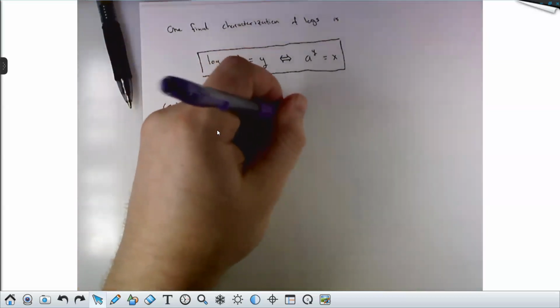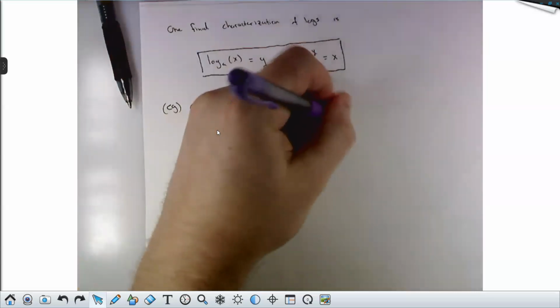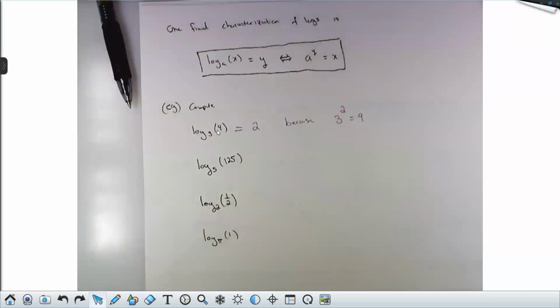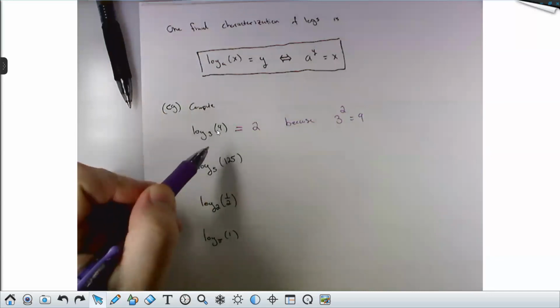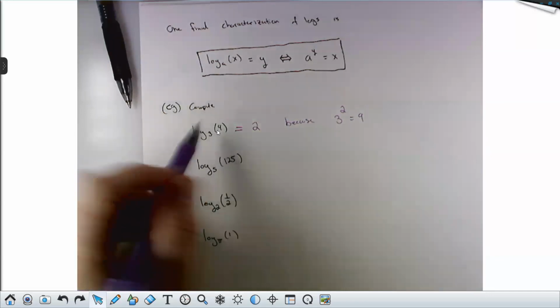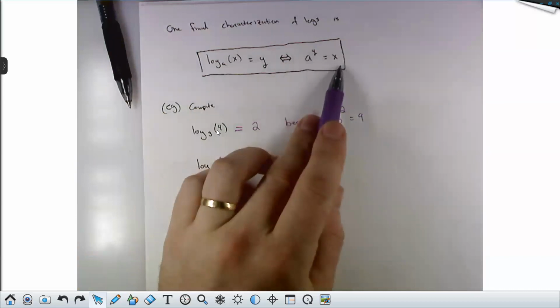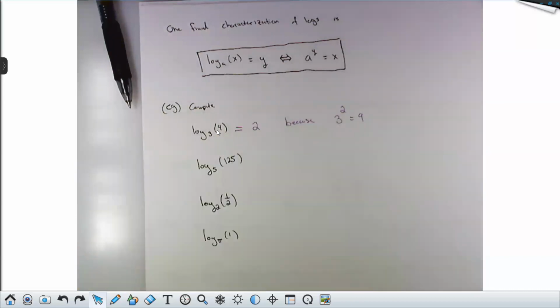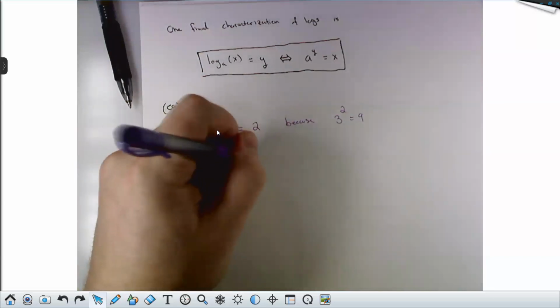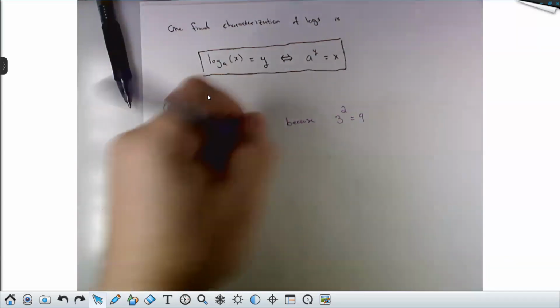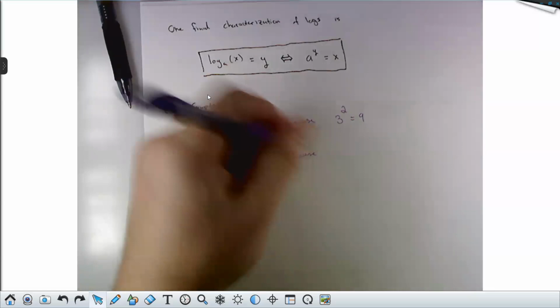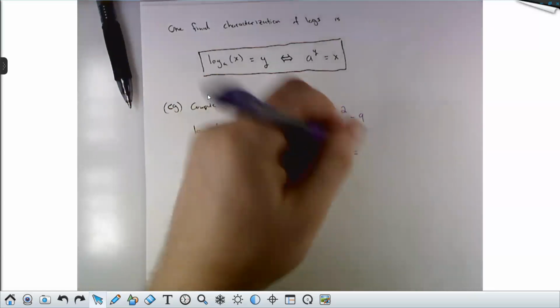Why? Because 3 raised to the 2 is equal to 9. So you ask yourself, what power of the base gives me the inside? A to what thing gives me x? That is the base a log of x. What's the base 5 log of 125? 3. Why? Because 5 cubed is 125.